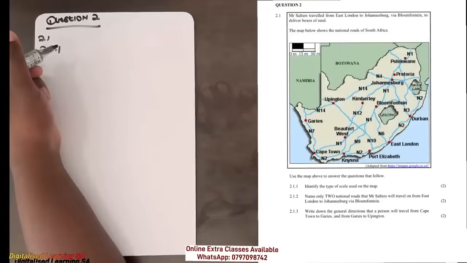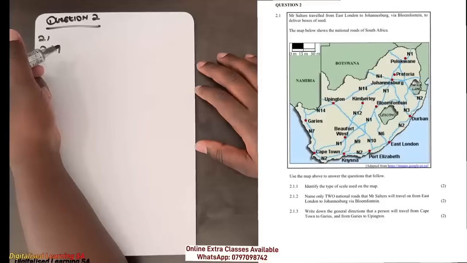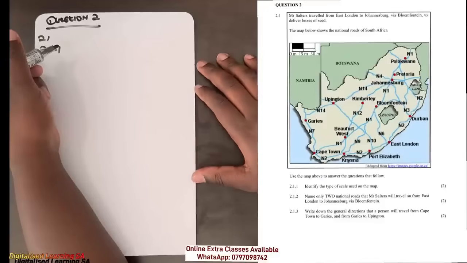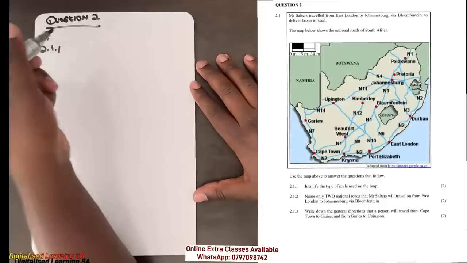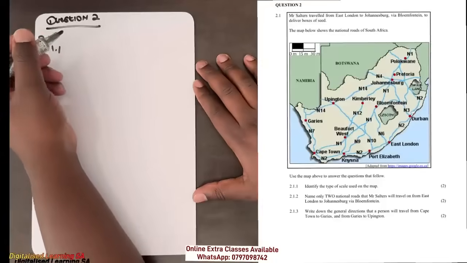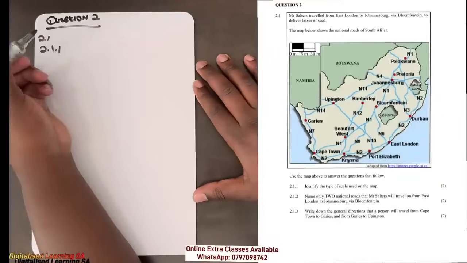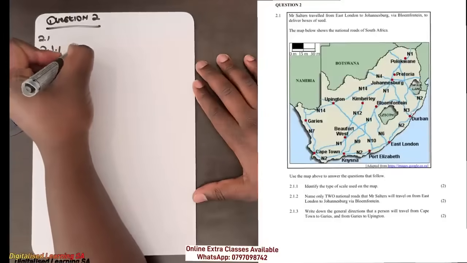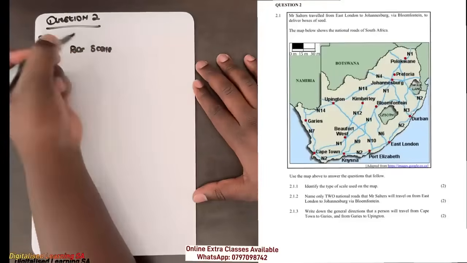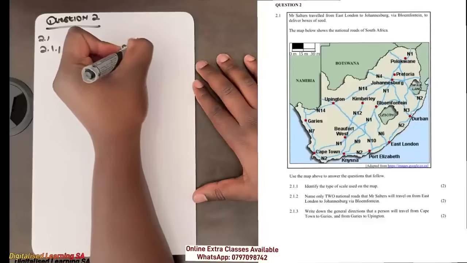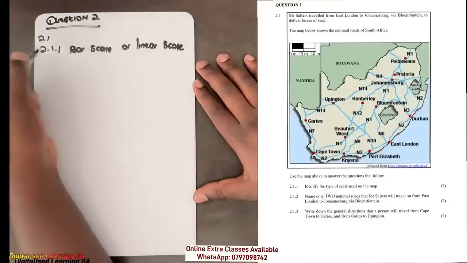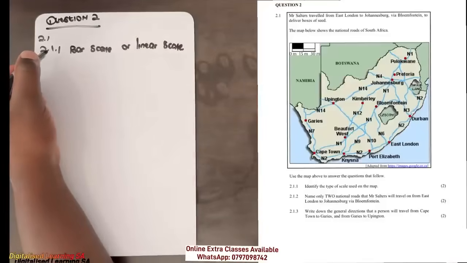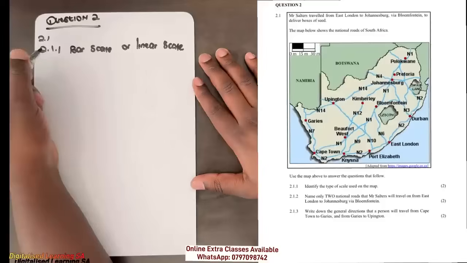So if you look at the far left above, you can see that there is a scale that is provided, and we can see that there is a straight line, and it also has some bars as well. So this scale is called the bar scale or the linear scale because of the straight line. So we can either say bar scale or linear scale. So now let's move to our next question, which is question 2.1.2.